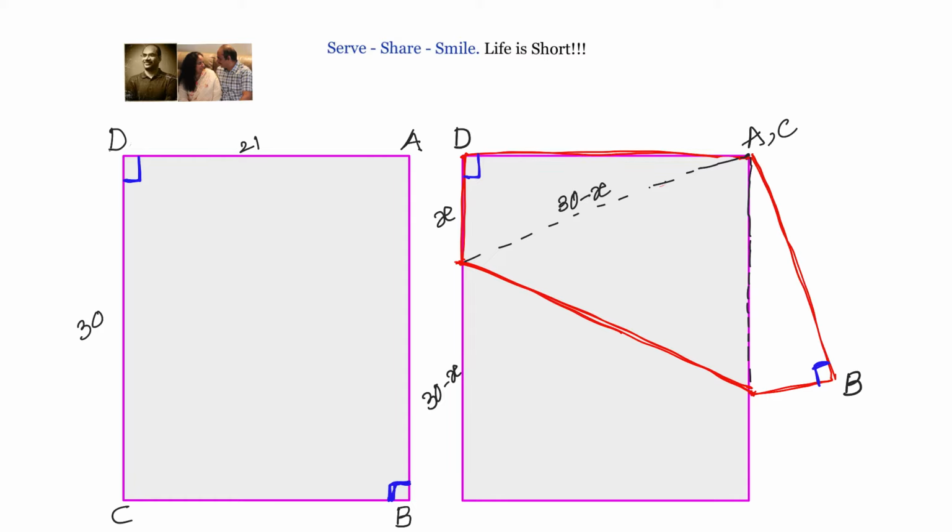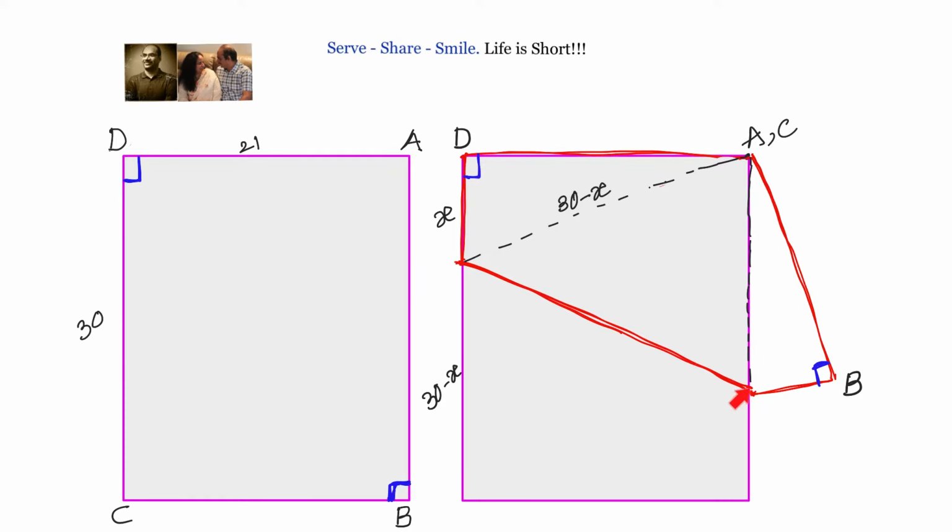Now this length will be equal to this length, because when we are folding we can clearly see that these two lengths will be equal. Now what is the perimeter of this pentagon? This we know is 21. This will find out what is x.